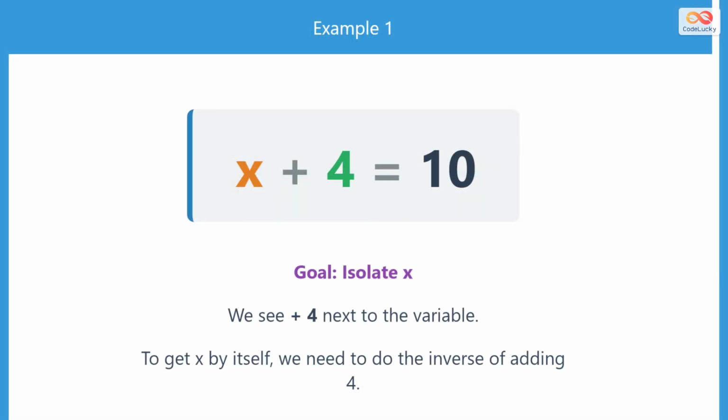Let's try a problem with numbers. We have the equation x plus 4 equals 10. Our goal is to isolate x, which means getting x all by itself on one side of the equal sign. We see that 4 is being added to x, so we need to get rid of that 4.